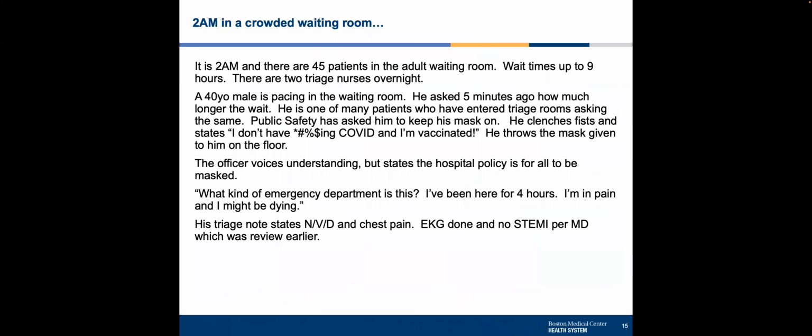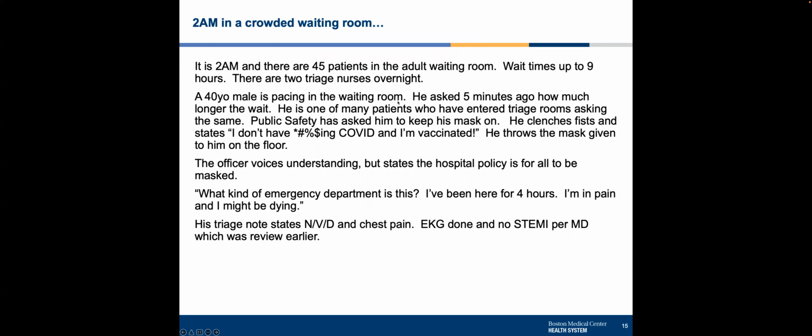Let's move on to a case. All right, so it's 2 a.m. and you're in our crowded ED adult waiting room. There are 45 patients in the waiting room and wait times are up to 8 hours. There are only 2 triage nurses overnight, and you have a 40-year-old man who's pacing in the waiting room.